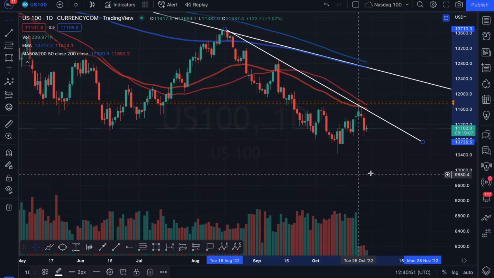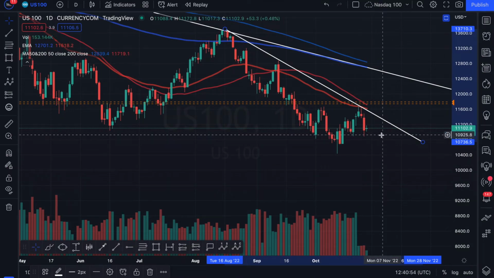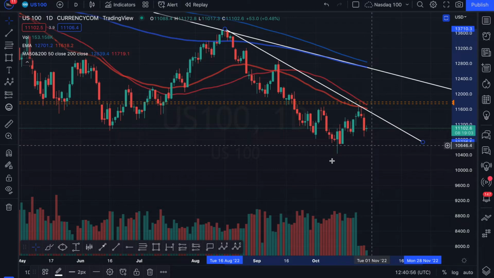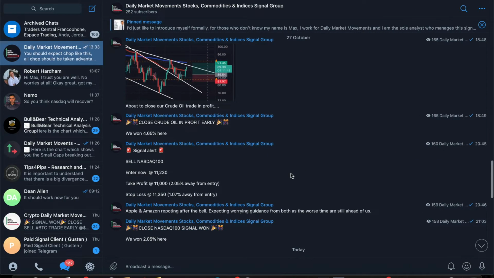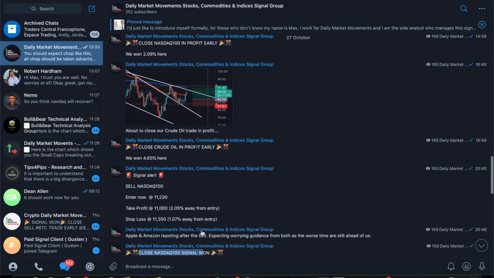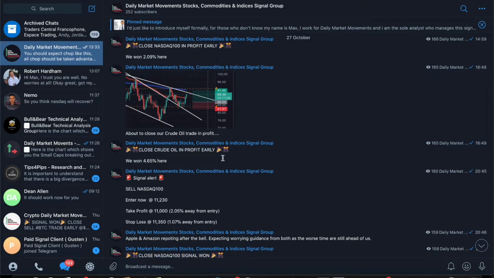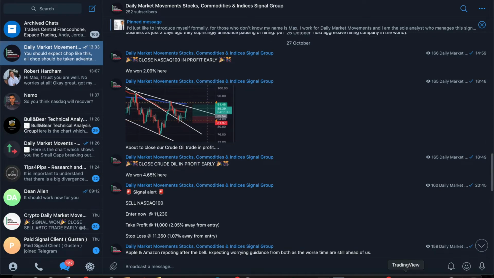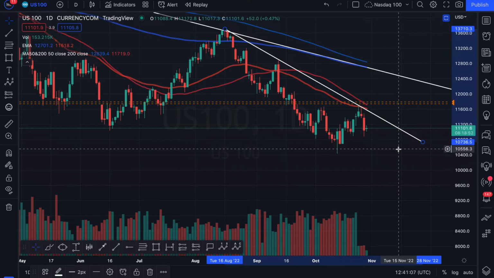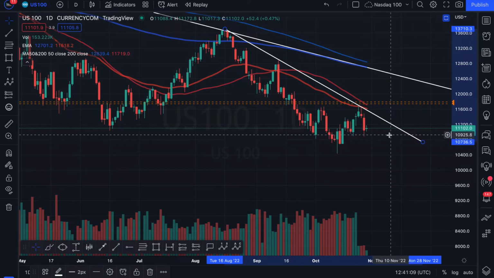Let's have a look at the Nasdaq100. Of course, we've seen lots of volatility, but before I go any further, I just want to say a massive congratulations to everyone in my Signal team. We won 3 trades yesterday, especially on the Nasdaq100, shorting that index the whole day because I did expect some downside volatility and some negative reports.